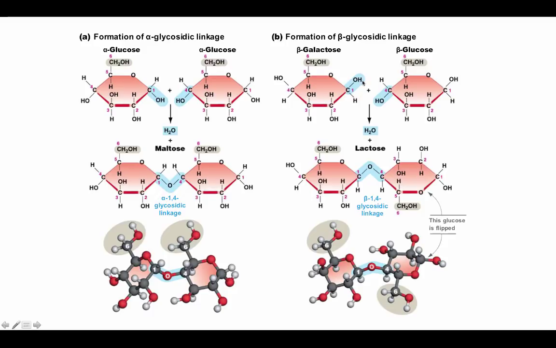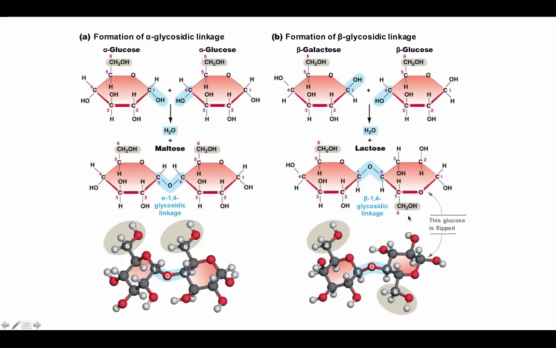In the case of the beta glycosidic linkage, we're looking at beta galactose and beta glucose, which are isomers of each other. They have the same chemical formula, but one of them has the hydroxyl group on one side of the carbon ring, the other one has the hydroxyl group on the other side of the carbon ring. And so this is going to form a very different structure when we link these 2 together, removing water. So now this oxygen is pointing up with respect to the plane of the rings, and this is a beta glycosidic linkage.